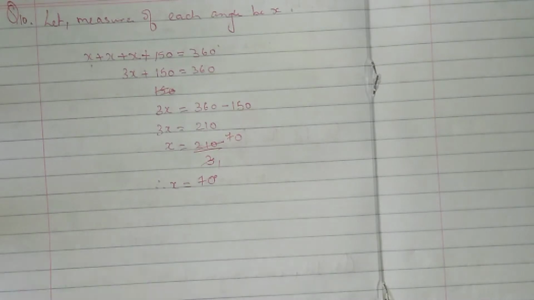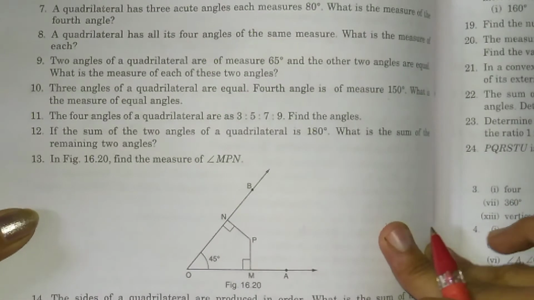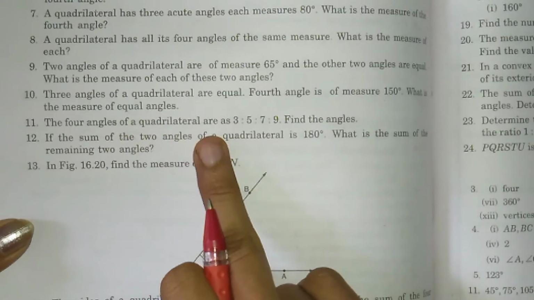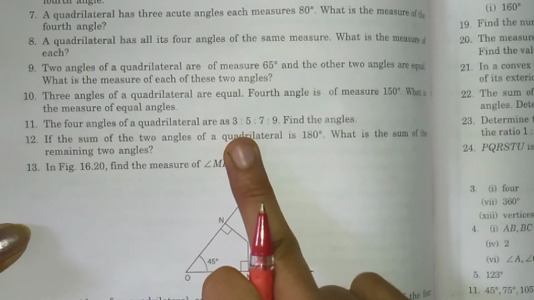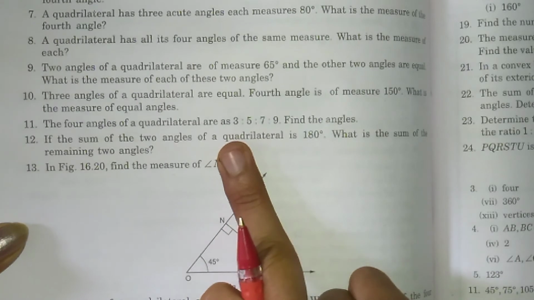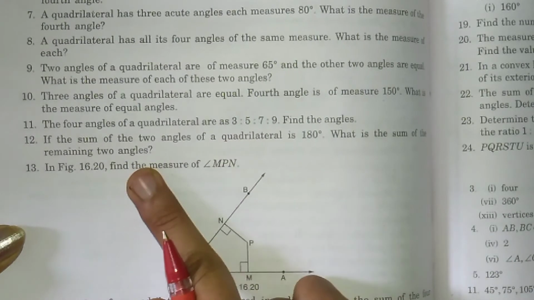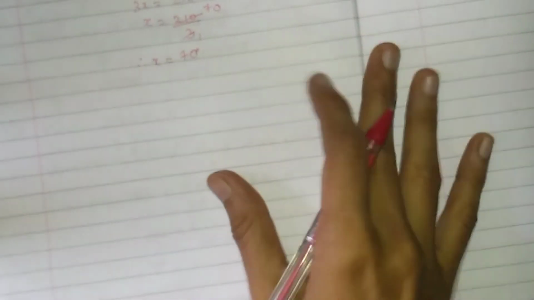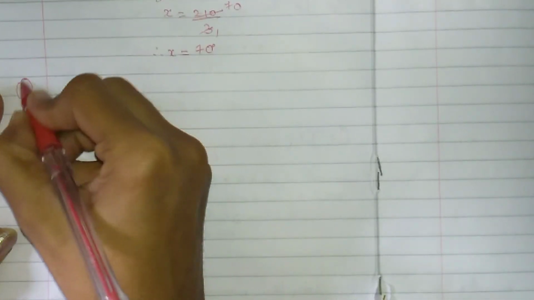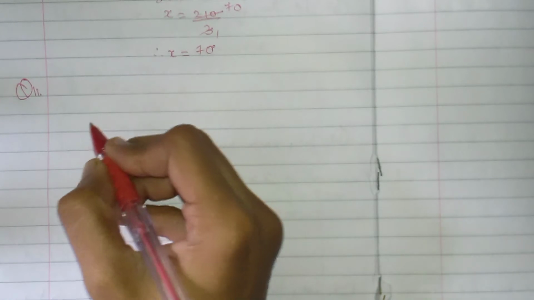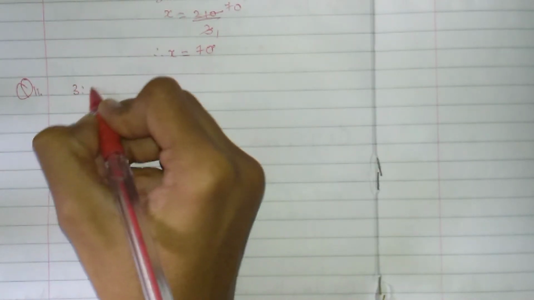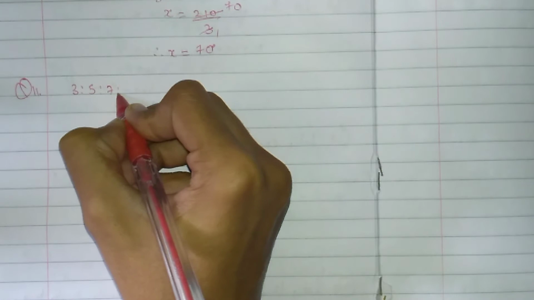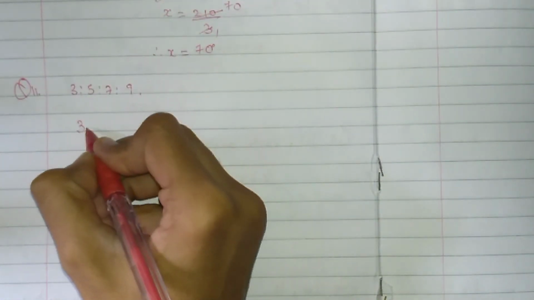Now we will see question number 11. In question number 11, the four angles of a quadrilateral are in the ratio 3:5:7:9. Find the angles. These four angles are given in ratio form, so how can we write it? We have to sum all these angles.